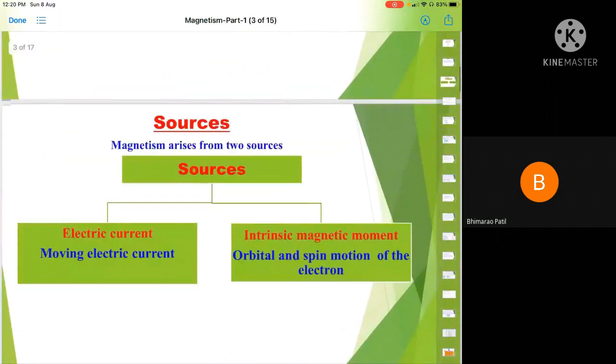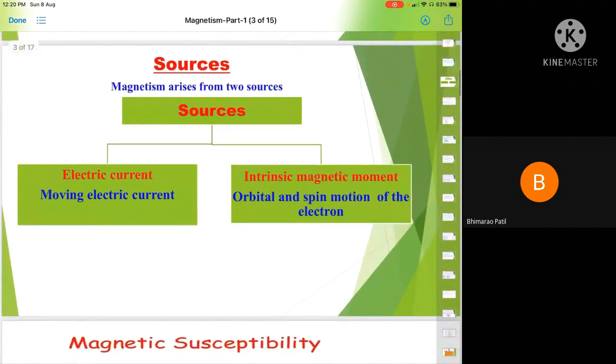Then let's go to the sources of magnetism. There are two sources of magnetism. One is electrical current and the other is intrinsic magnetic moment. We discuss electrical current here. If the electric current is moving, then that produces a magnetic moment. That magnetic moment is due to the passing of the electrical current.